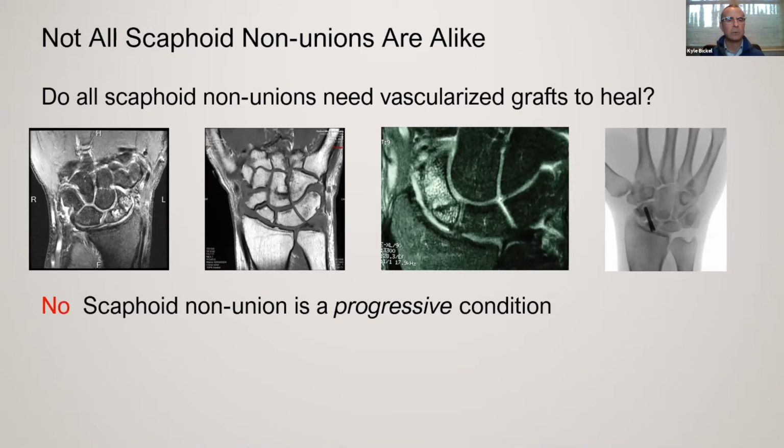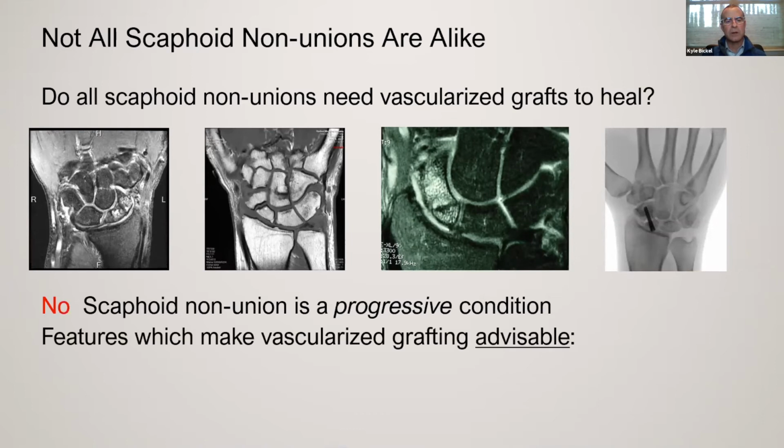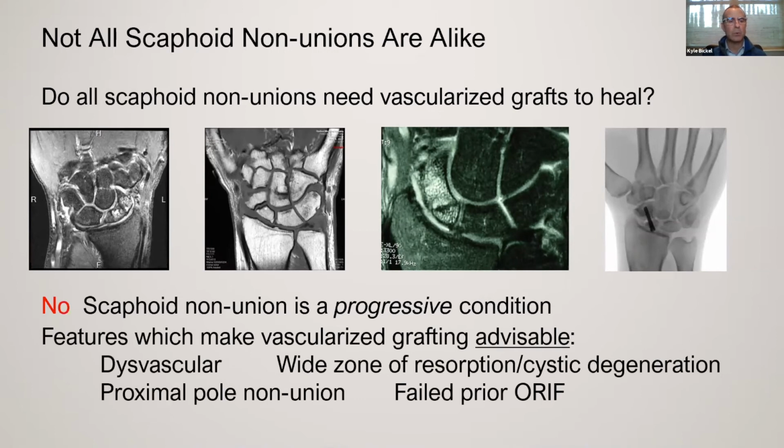Plenty of them will heal with compression screws alone. Some of them will heal better with some cancellous graft or a strut graft. But I do think that there are some cases in which vascularized bone is advisable. And the features that make that more likely to be the case are when you have significant dysvascular changes in one or both fracture fragments beyond the normal edema that we see with every scaphoid non-union.